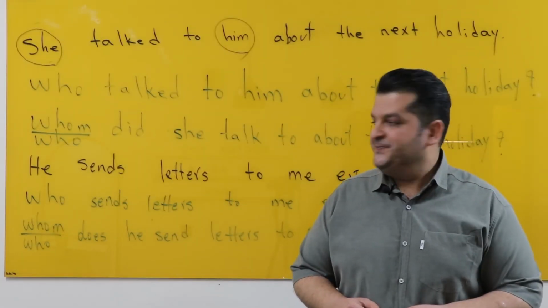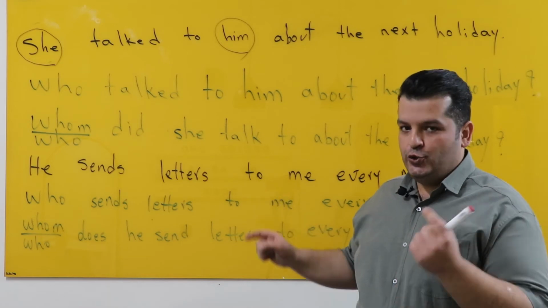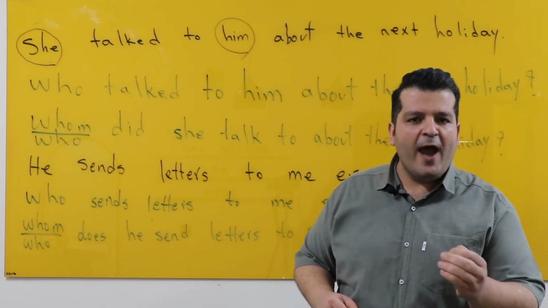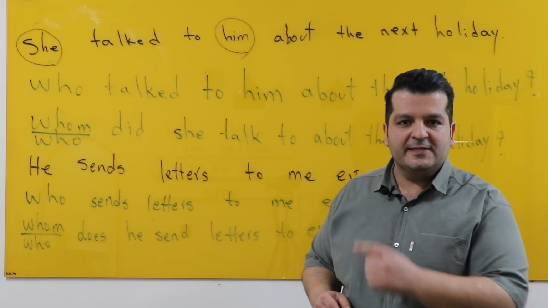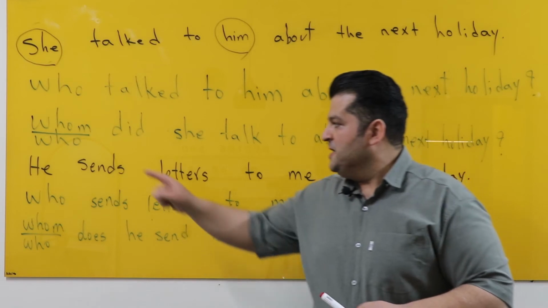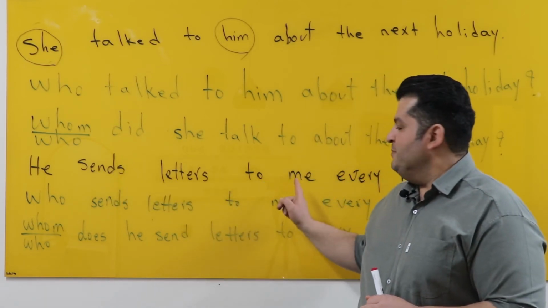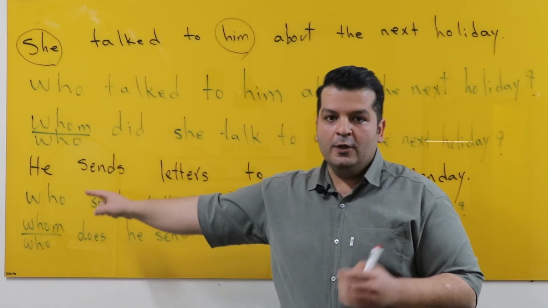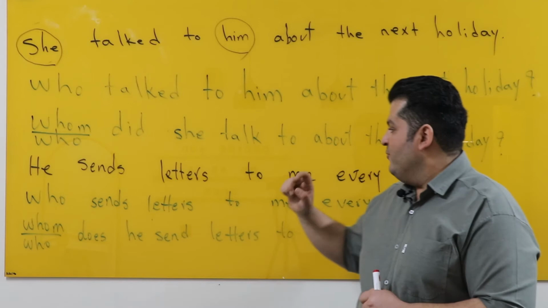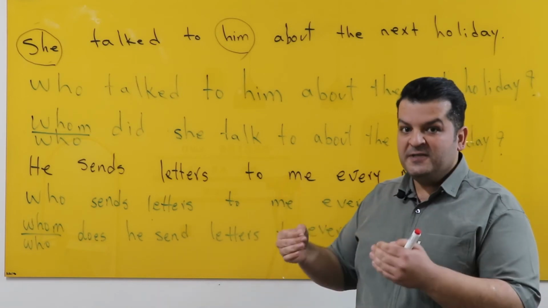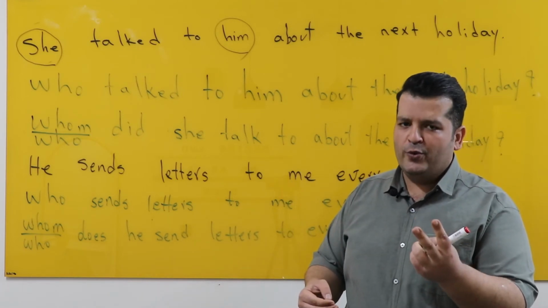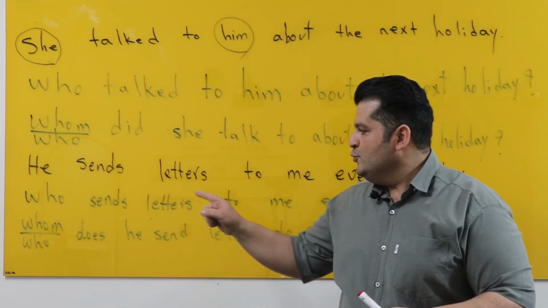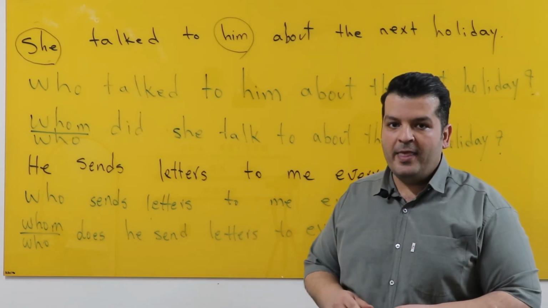One more example. He sends letters to me every Monday. Again, ask yourself this question. How many people do I have in this example? Two again. He is my subject and me is my object. So for making a question for he, I should use who. And for making a question for me, because it is an object, I can use both who and whom. Now the question: who sends letters to me every Monday?